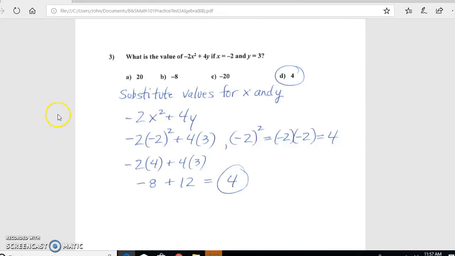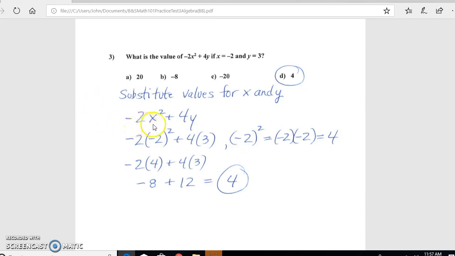This is the practice test for algebra, and here we're working on number 3, which says, what is the value of minus 2x squared plus 4y if x is equal to minus 2 and y is equal to 3? So the first thing we want to do is substitute the values for x and y into the expression.